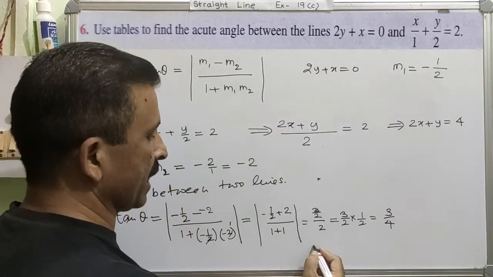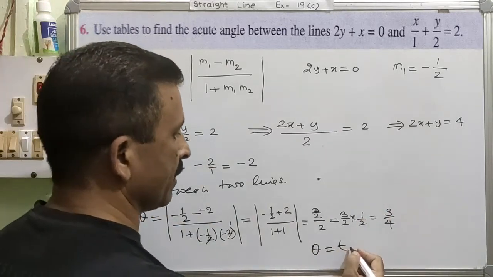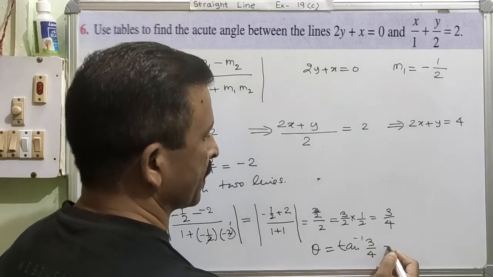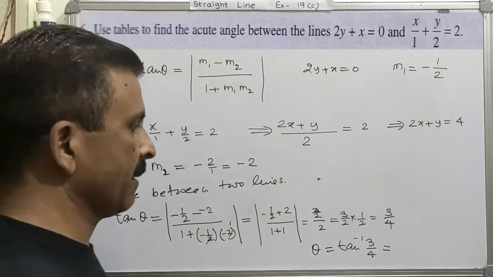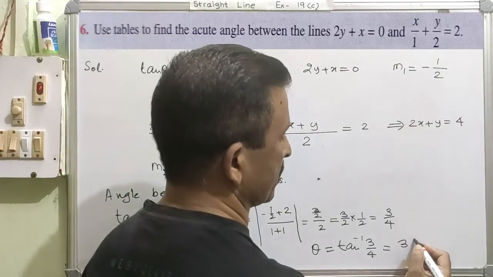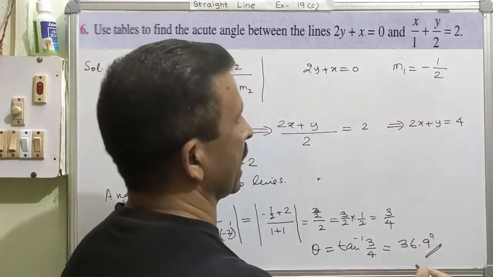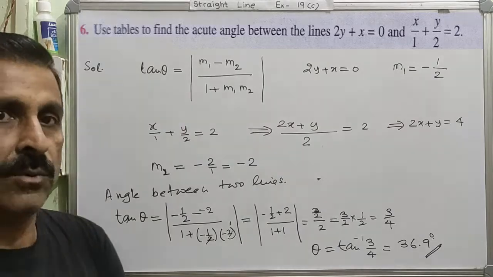So from here we can find the value of theta. Theta is equal to tan inverse 3 over 4, as tan will go to the other side. After this you can just use the calculator and then write the answer. The answer of this question is the angle is 36.9 degrees. This is the angle between the two lines. So we have one question to find the angle between the two lines.